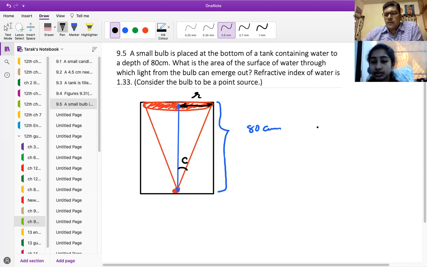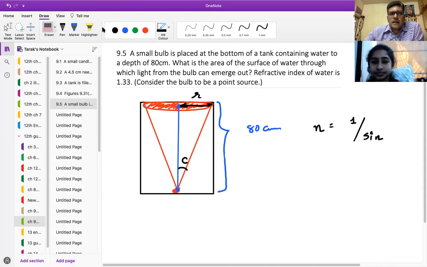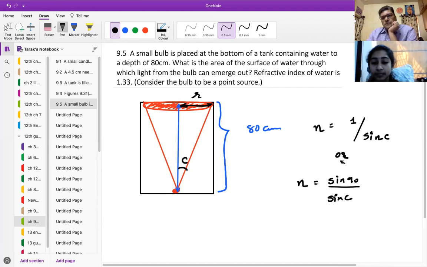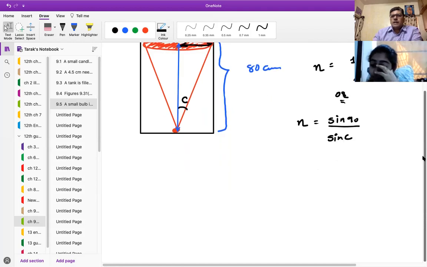So what I'm using is that n equals 1 upon sine i, or 1 upon sine C. Or you are aware that sine C equals 1 upon n. Or you can be very optimistic and show all the steps. It is also valid. So, what I am doing is that first of all I have sine 90 is 1.